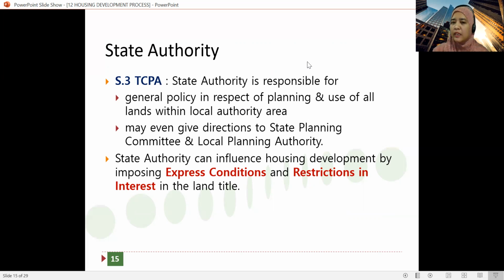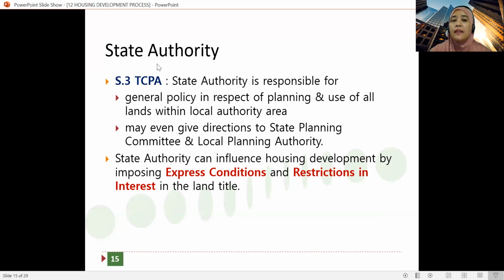Yang mana we will see later on apa kuasa-kuasa yang diberikan kepada local authority, kepada state authority, apa kuasa-kuasa yang diberikan kepada federal authority, federal government di dalam dia punya state list, federal list, and apa kuasa yang dua-dua tu mesti jointly regulate atau jointly sit down and legislate. Dua-dua pihak tu kena kerjasama.